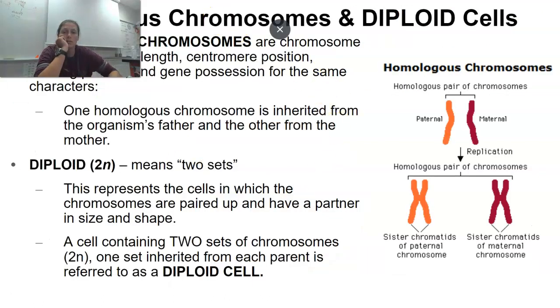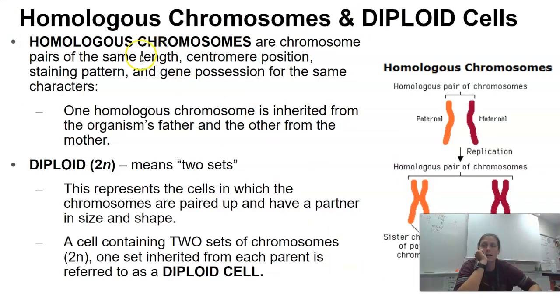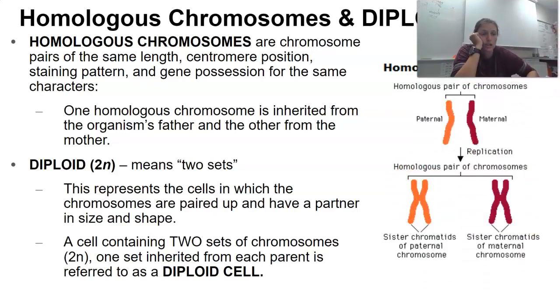So, more vocabulary. These chromosome pairs have the same length. Again, they're held together by a centromere when we replicate the parental chromosome, and when we replicate the maternal chromosome. So we'll have these guys floating around.